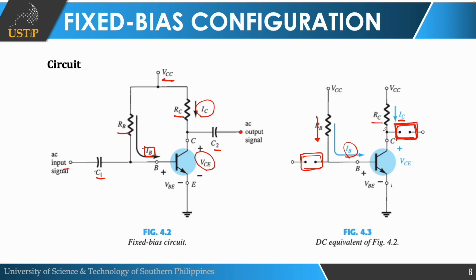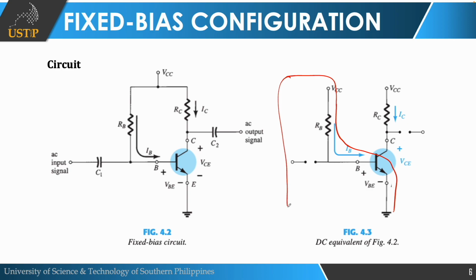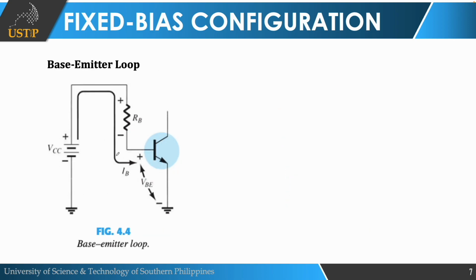Alright, so let's first analyze the base emitter loop, meaning we first isolate the input side of the whole circuit. So let's isolate this part here. Okay, so we get this equivalent circuit for the base emitter loop. We have here the VCC, remember? Now, to have a proper visualization, we can extend it in this manner. If we use the KVL, then we can get the expression negative VCC plus IBRB plus VBE equals zero.